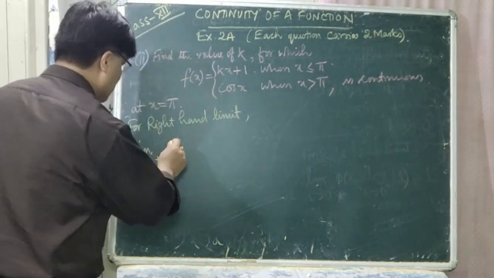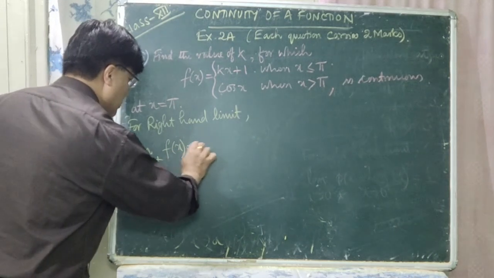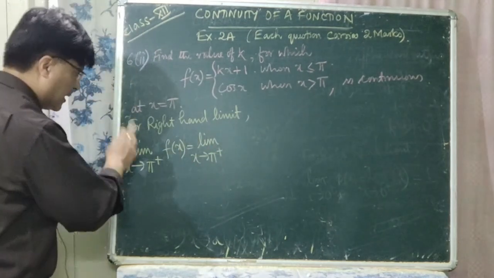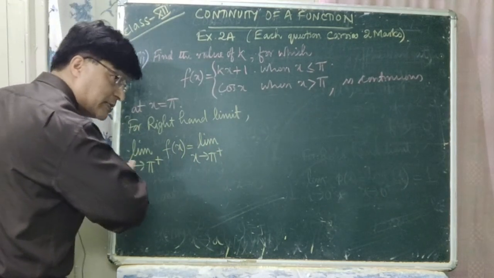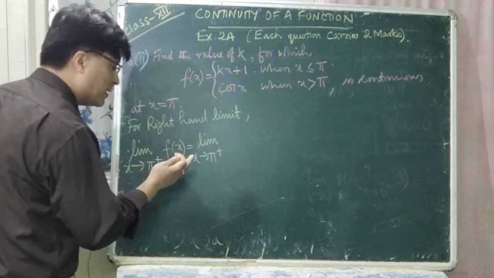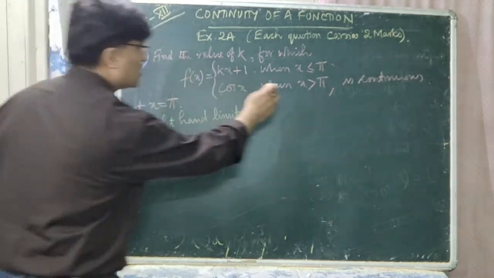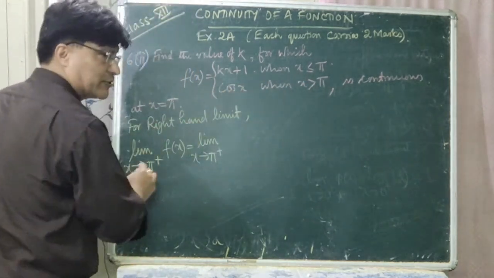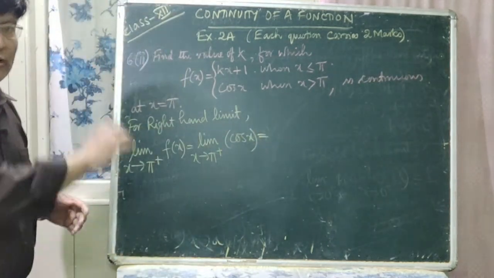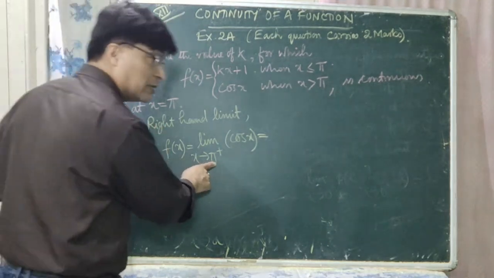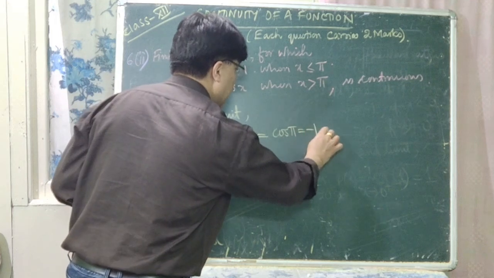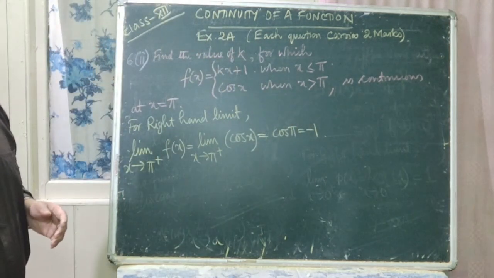Okay? So now in this case you should write limit x tends to pi plus f of x. x tends to pi plus means x is approaching towards pi from the right hand side, and on the right of x is equal to pi, all the values of x are greater than pi. So x greater than pi means it is cos x. So you should write here cos x. So what is the limiting value of cos x here? So you can put the limit pi. So it is cos pi. What is the value for cos pi? Cos pi is always minus 1.